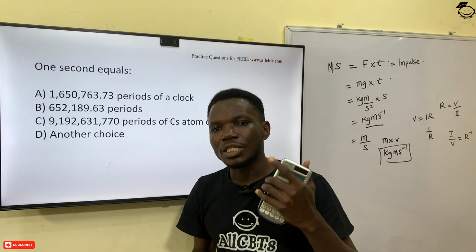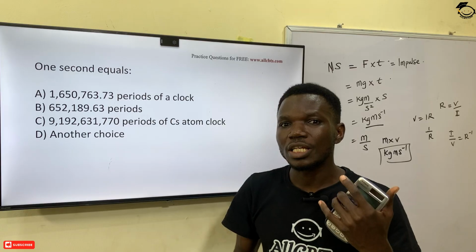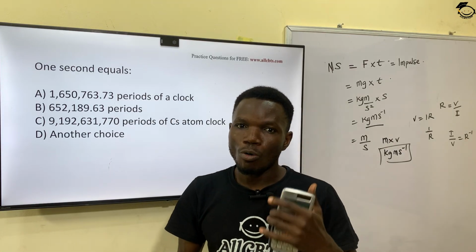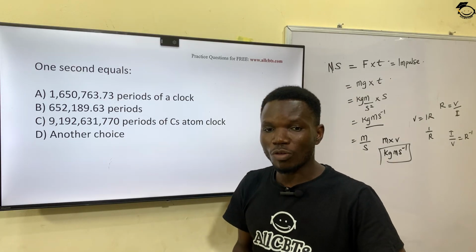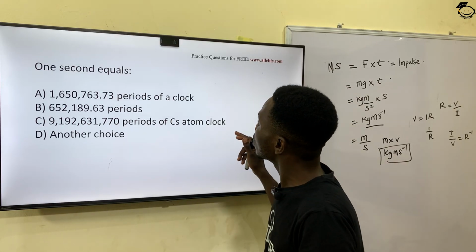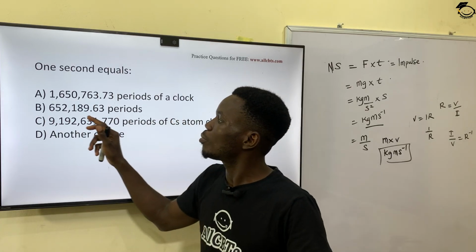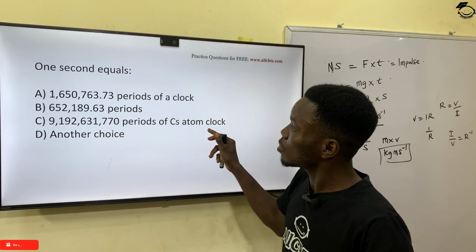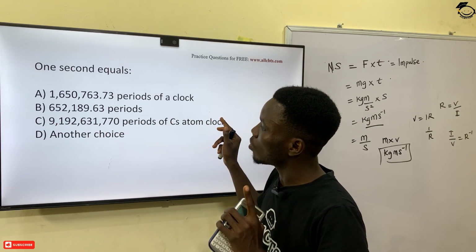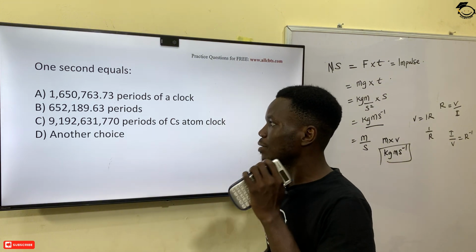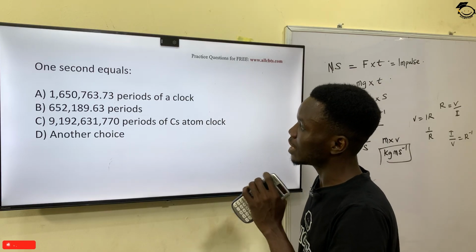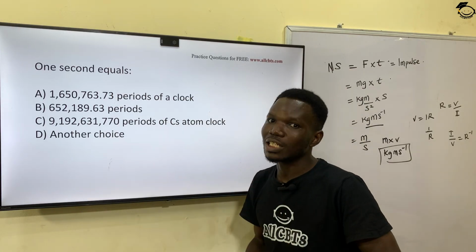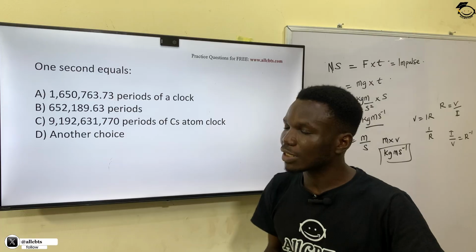So the CS atom clock is the standard of measurement for measuring seconds, and that is where our unit of time was derived from. So the correct answer to this question is option C, which says that 1 second is equal to 9,192,631,770 periods of the CS atom clock.